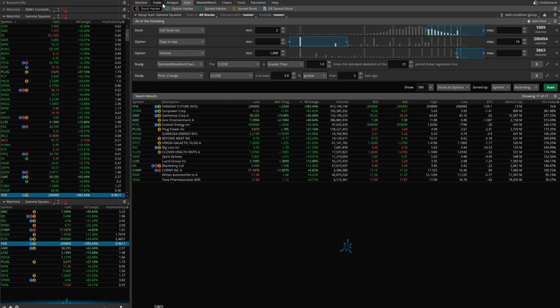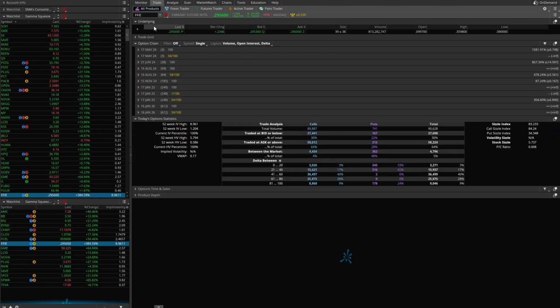average. So if we go to trade and you click under the trade tab, look at options, go to today's option statistics, call sizzle index. And we can see that this particular stock right here is actually 84 times. So it's sold 84 times the amount of calls that it has over the last 5-day average.